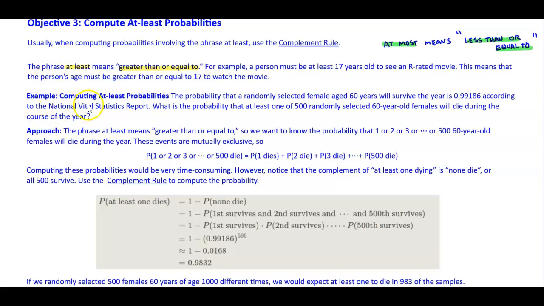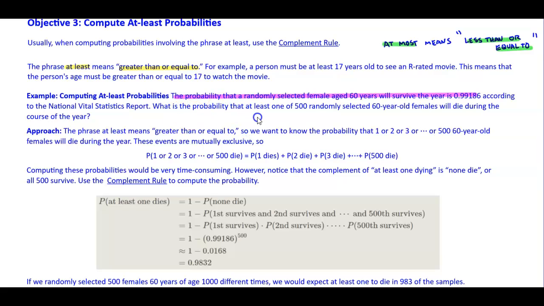Now, let's take a look at an example, computing "at least" probabilities. The probability that a randomly selected female aged 60 years will survive the year is 0.99186, according to the National Vital Statistics Report. We want to find the probability that at least one of 500 randomly selected 60-year-old females will die during the course of the year.